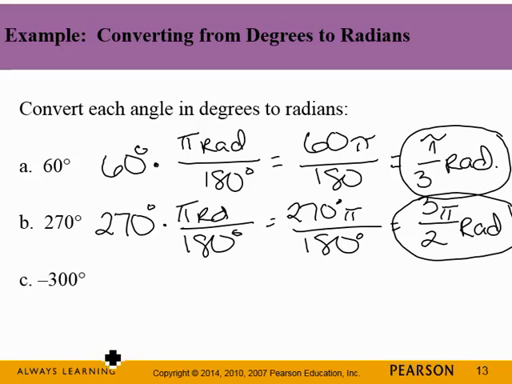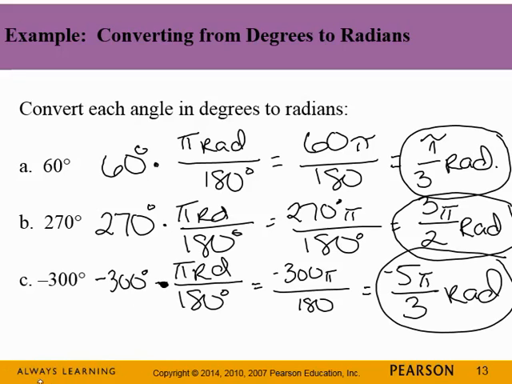So pause the video and try the next one on your own. You should end up with negative 5 pi over 3 radians.